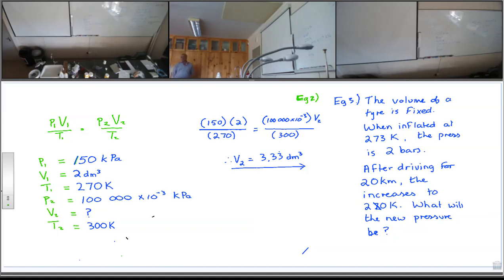The volume of a tire is fixed. In other words, the tire doesn't expand and get bigger or smaller. It's a fixed size. Tires have got steel inside them to prevent them from expanding. When inflated at 273 Kelvin, the pressure is 2 bars. After driving for 20 kilometers, the temperature increases to 280 Kelvin. What will the new pressure be?